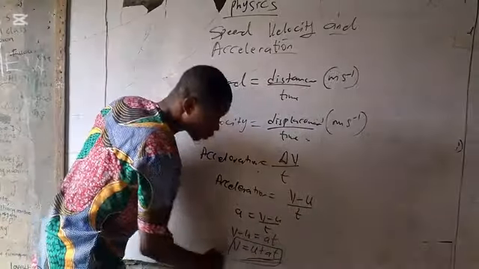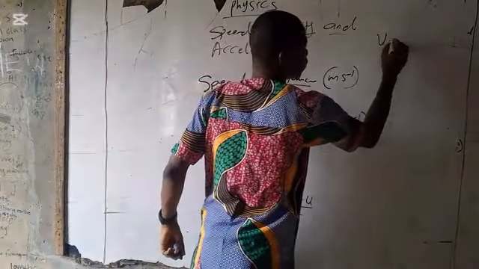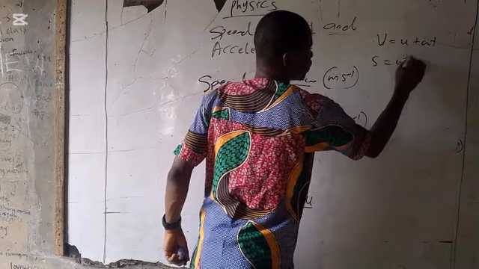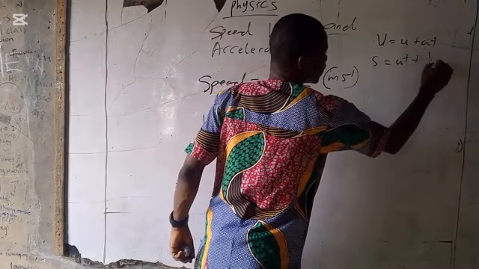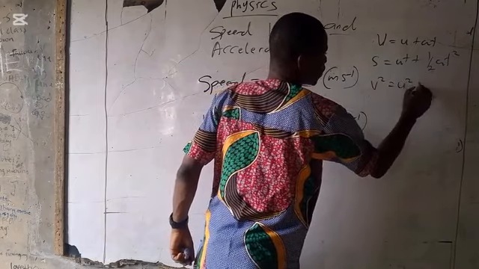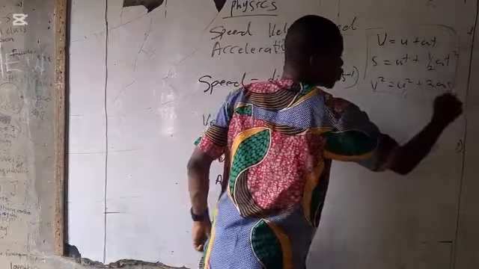We have three major equations of motion. You have V equals U plus AT. You have another one, S equals UT plus 1 over 2 AT squared. And you have another one which is V squared equals U squared plus 2AS. These are the three major equations of motion.